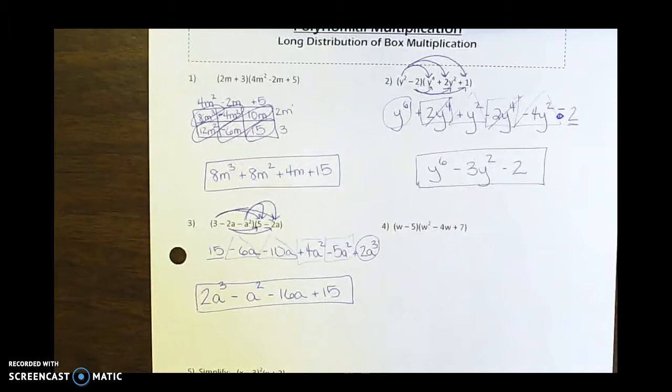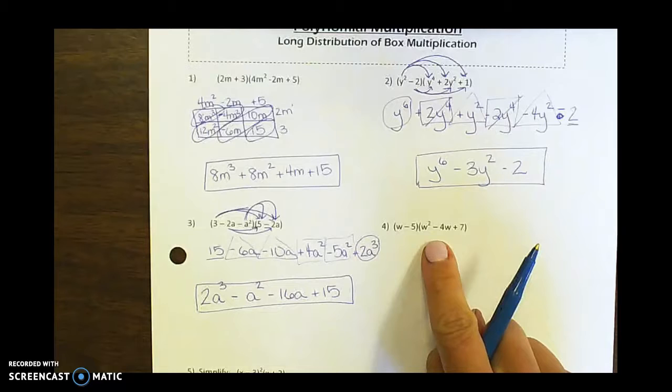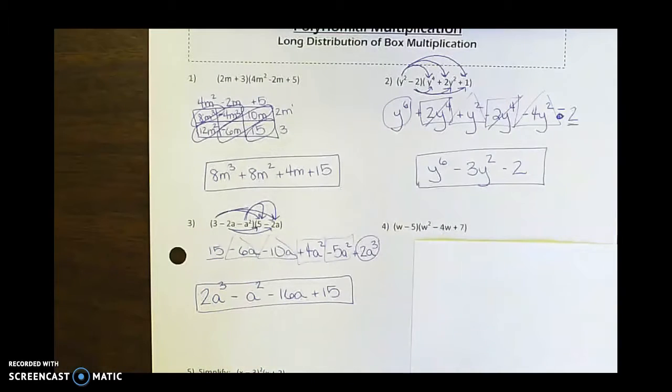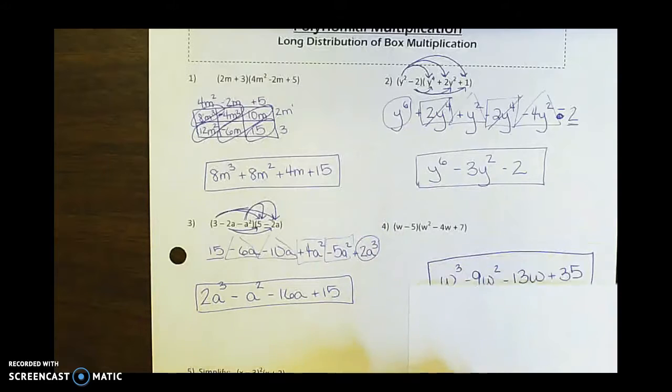Okay, once again, I'd like you to push pause, and I'd like you to try number 4 on your own. All right, let's go ahead. In class, I'm going to check to see that you showed all of your work, but now I'd like you to check your final answer to see if you were able to get w to the third minus 9w squared minus 13w plus 35.